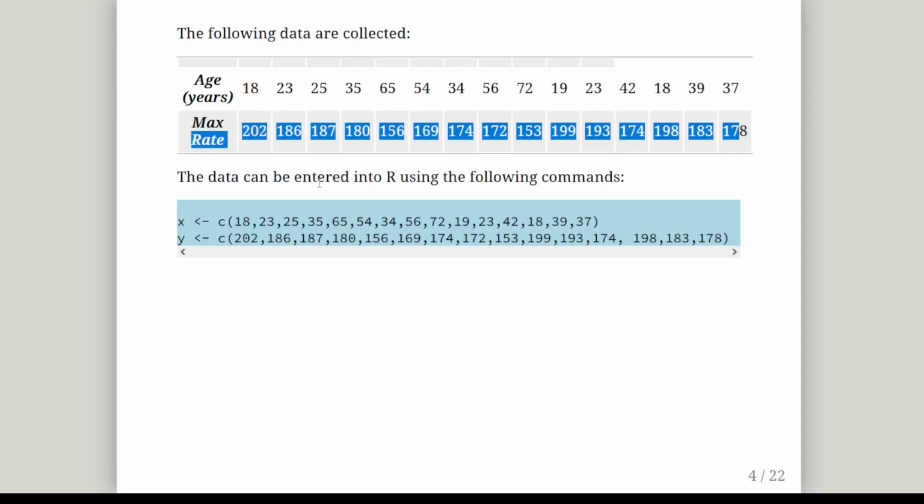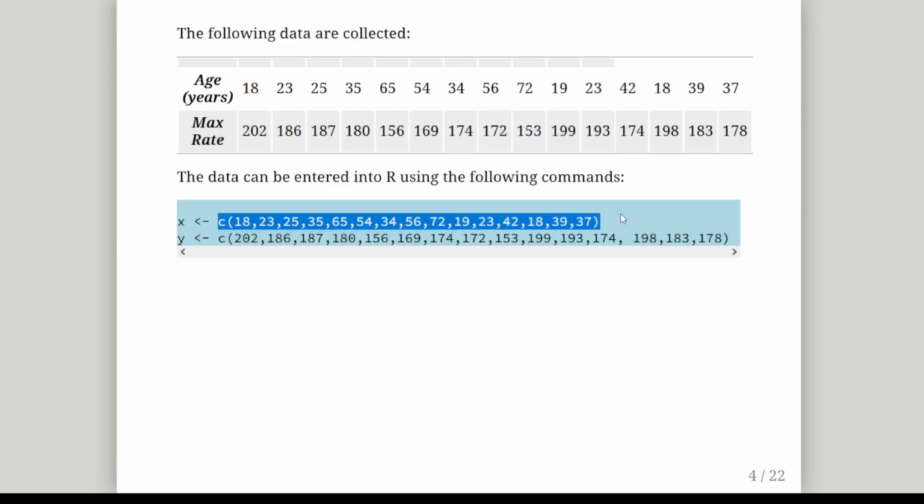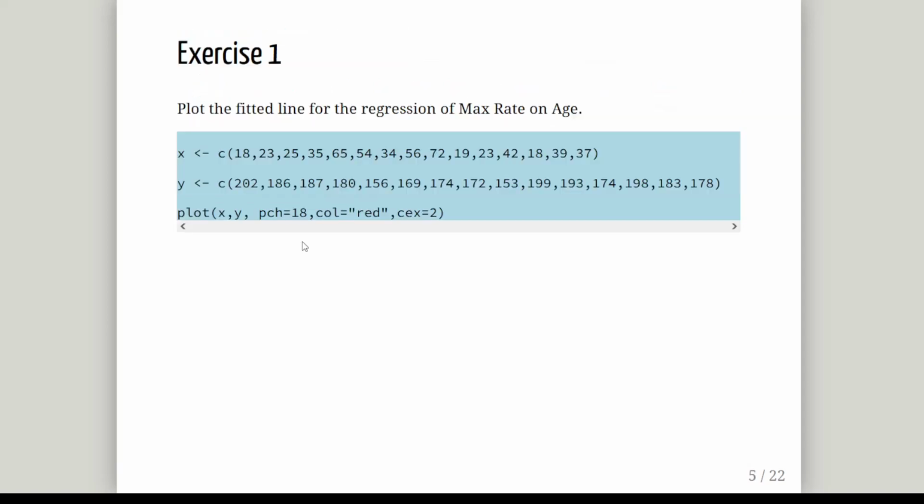So the data can be entered into R using the following commands. Essentially just combine all of the numbers into a single object using the c command, and we just call them X and Y for the time being. The first thing we're going to do is plot the fitted line for the regression of maximum rate on age, X and Y. Just before we begin, we'll plot the scatter plot of the points.